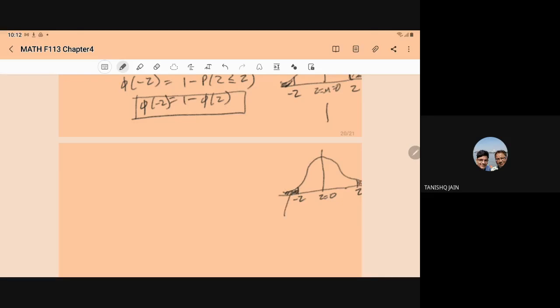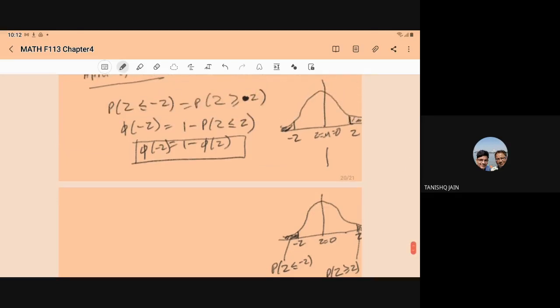Zero is clear, but here we have the minus z, here we have the z. What is this area? Probability z less than minus z. And what is this area? Probability z greater than z. So z greater than positive z, here you can write probability is 1 minus probability z less than or equal to z. So it is 1 minus phi z. So that is one relation.